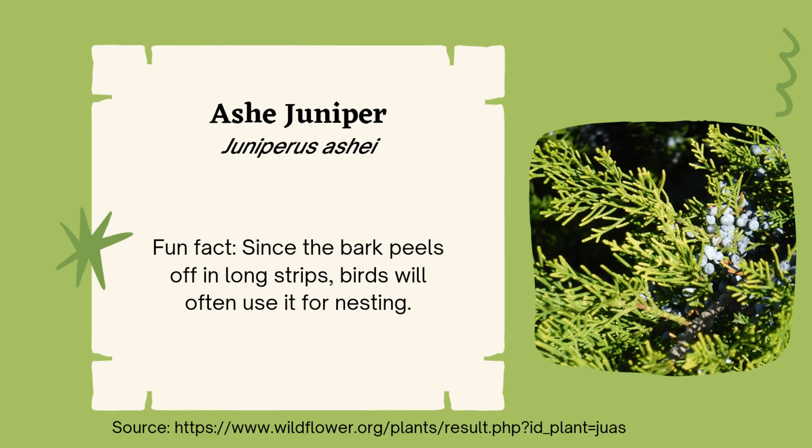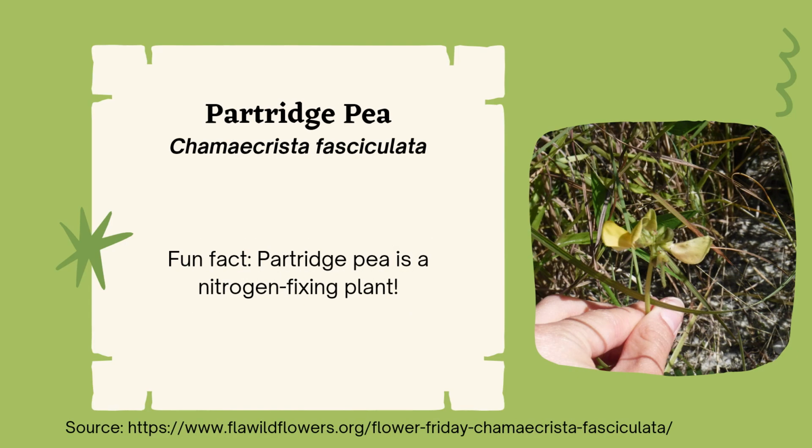Next up we have partridge pea or Chamaecrista fasciculata, and so they are typically found in beach dunes and have yellow petals with a red spot at the base of each petal, along with purplish anthers in the center, and they are actually a nitrogen-fixing plant, which means that they're really good for the soil.